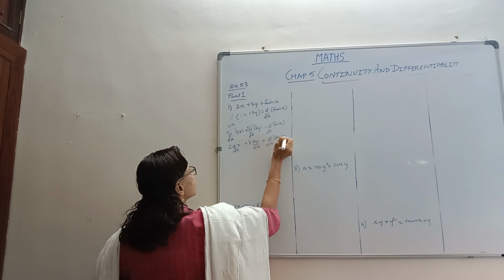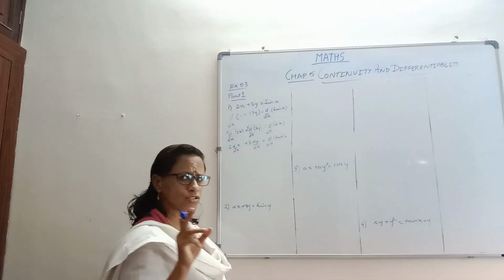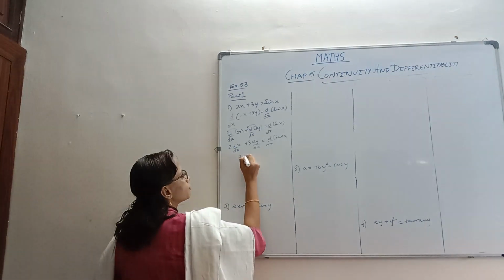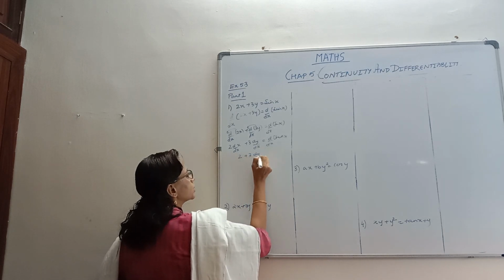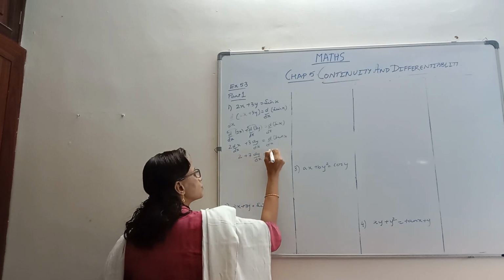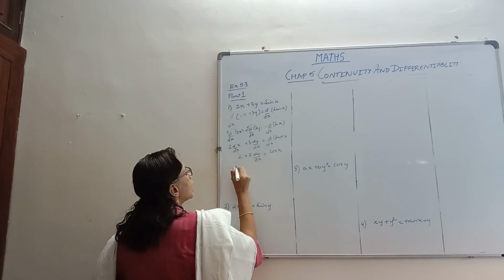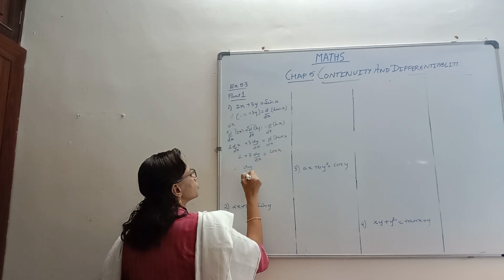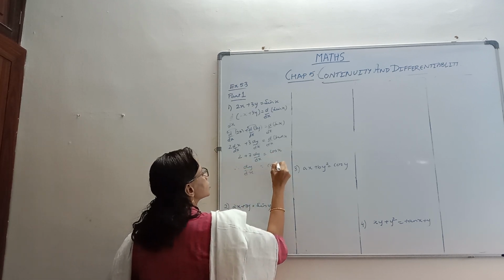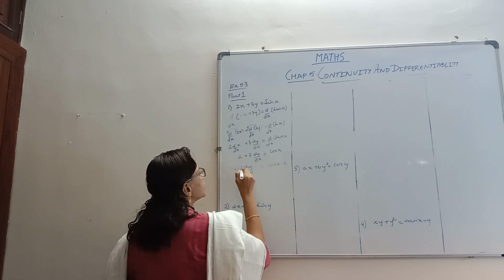So let's do it right away. Common sense, dx by dx is always 1. So this is just 2 left. This is 3 dy by dx, nothing to do there. And the derivative of sin x we know is cos x, right? Our idea is to get dy by dx. So we have to push the other terms to the other side. This is cos x minus 2. 3 is there over here.